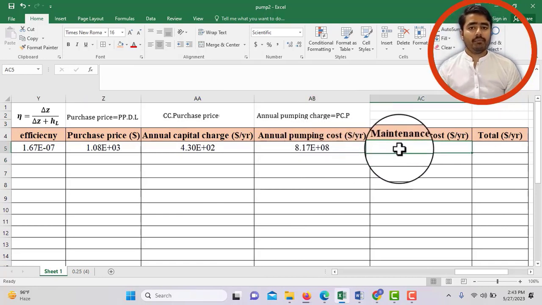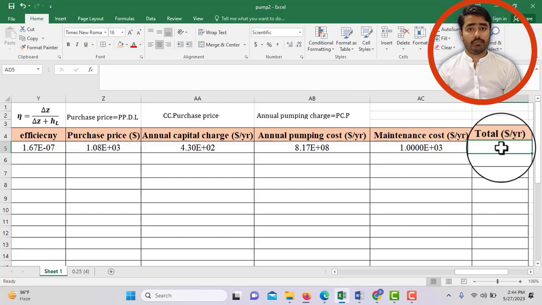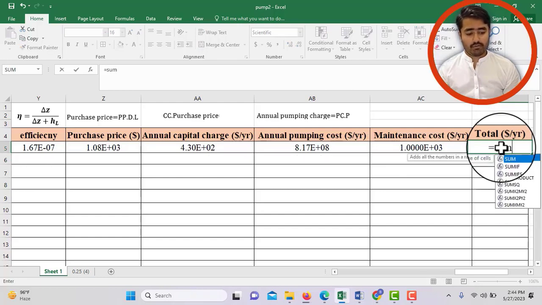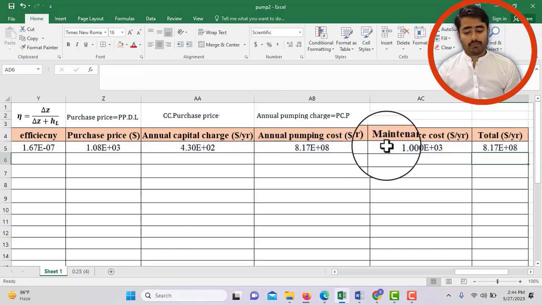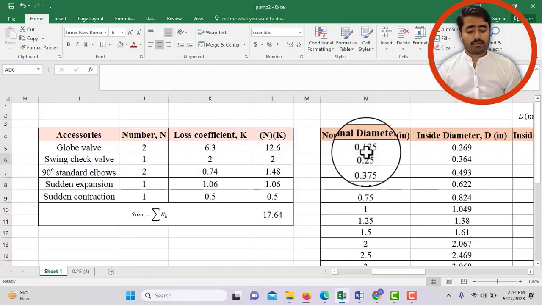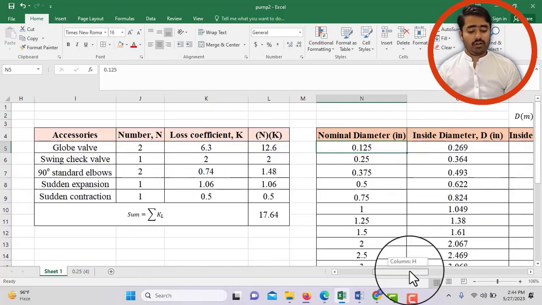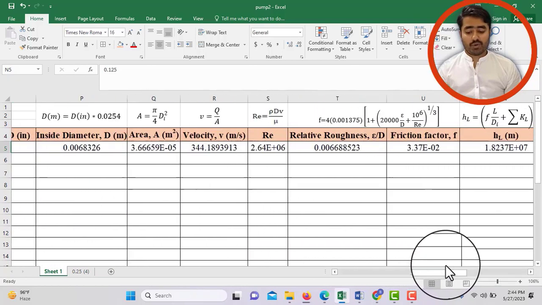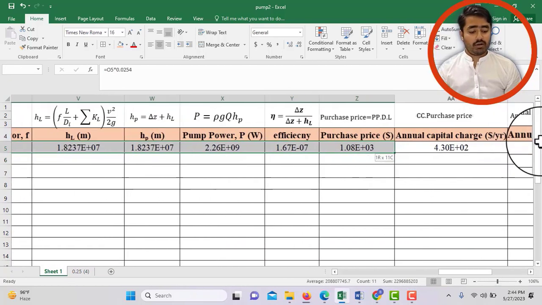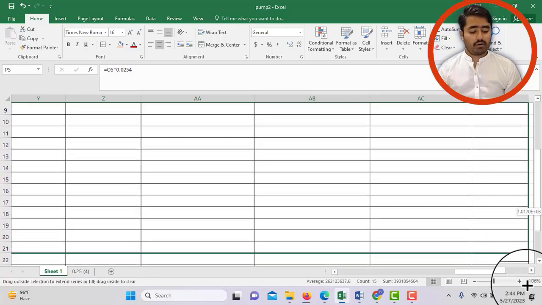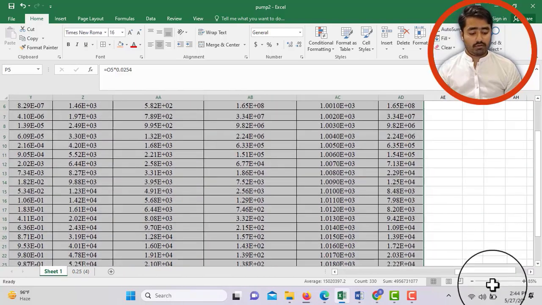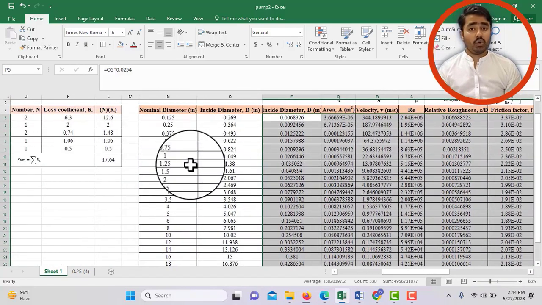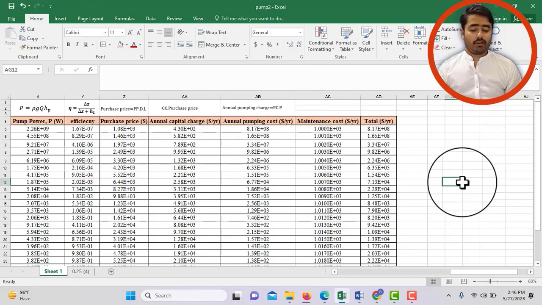Let's assume that the maintenance cost is $1,000 per year. So the total cost will become equal to the sum of the annual capital charge, pumping cost and the maintenance cost. So all of this calculation is for this nominal diameter 0.125. So we need to just drag this row for the whole of the diameters. You will get the total cost for all of the diameters. So now we have the total cost for every nominal diameter.